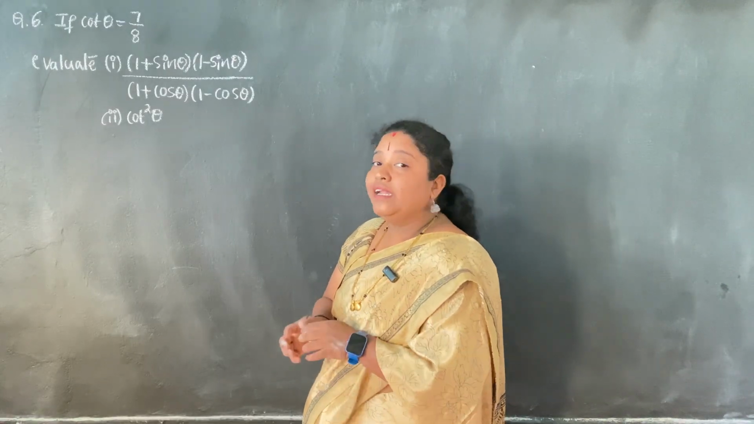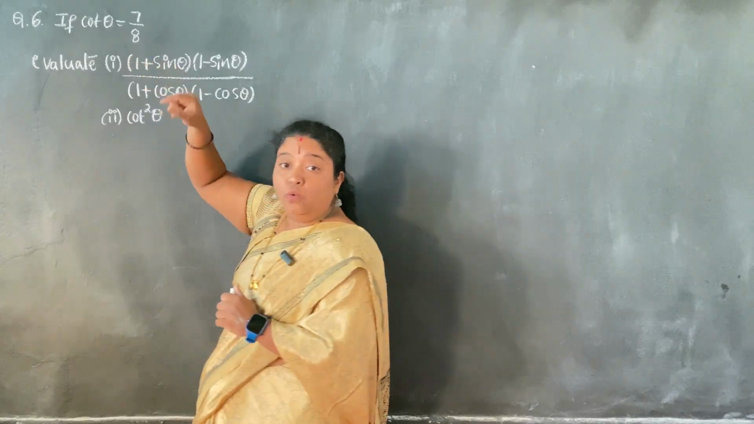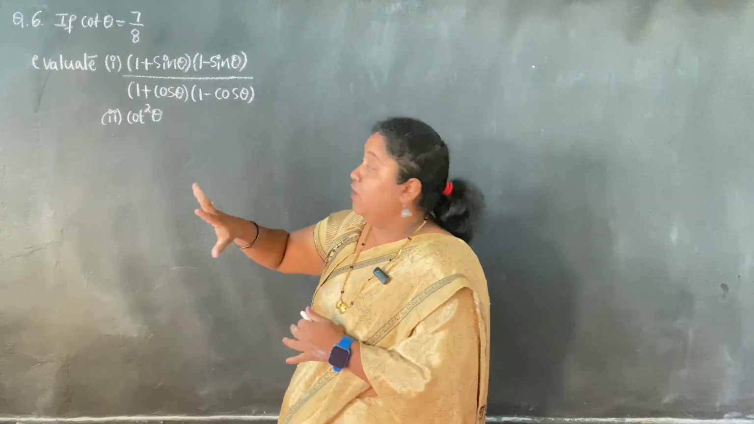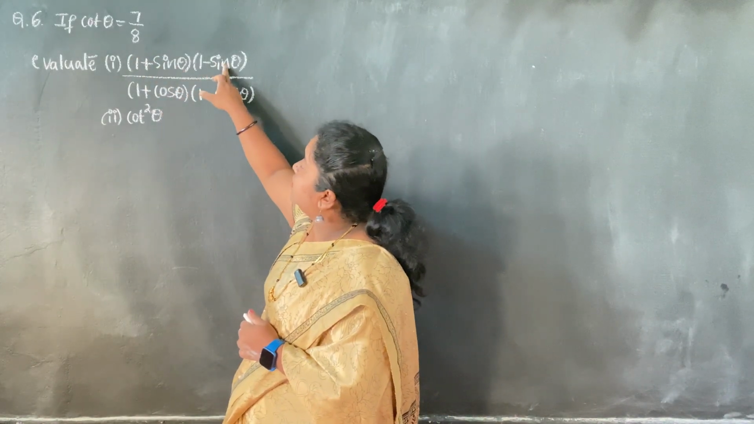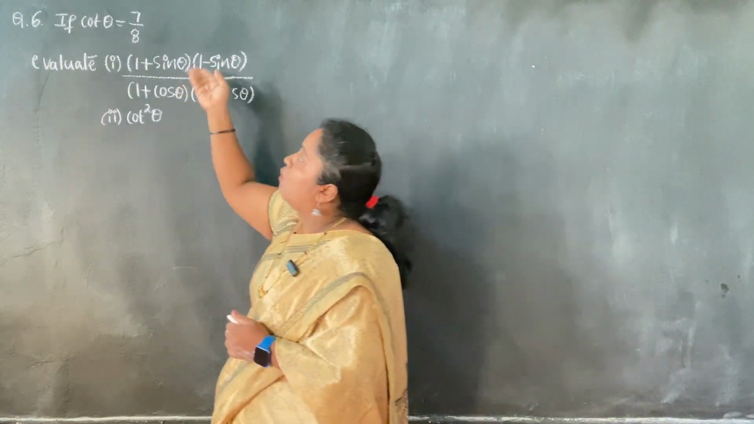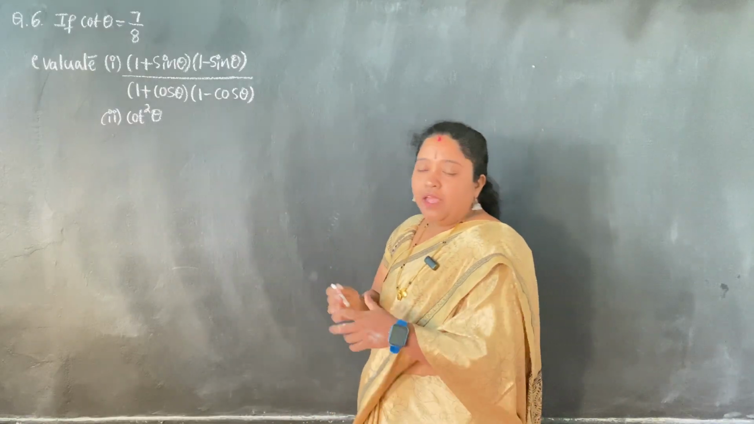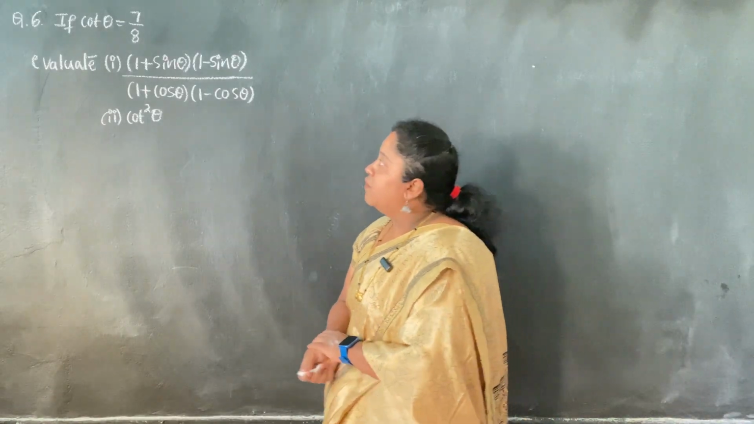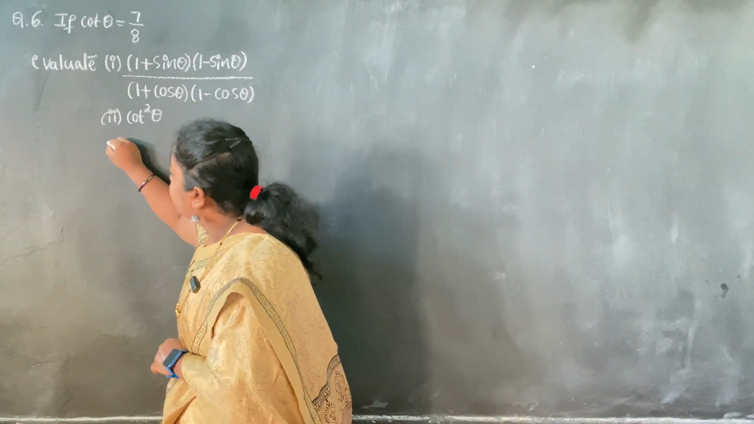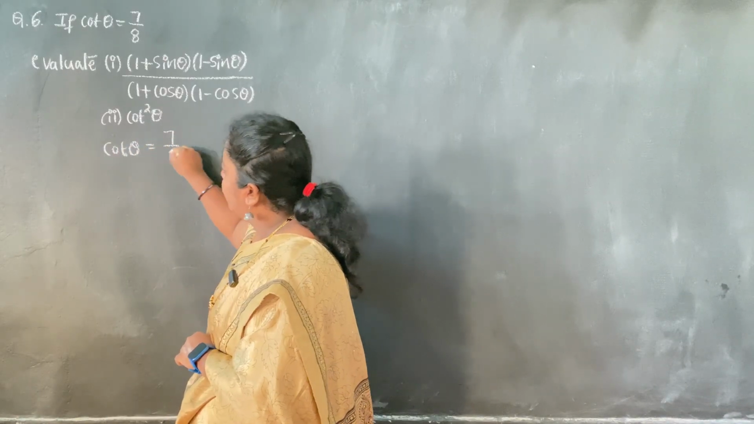The provided information is in the form of cot, and you need to evaluate 1 plus sine, 1 minus sine, means sine is necessary, cos is necessary. And you know that when one trigonometric ratio is provided, how to find the other: by drawing the diagram. We have directly been provided with the ratio, that is cot theta is equal to 7 by 8.